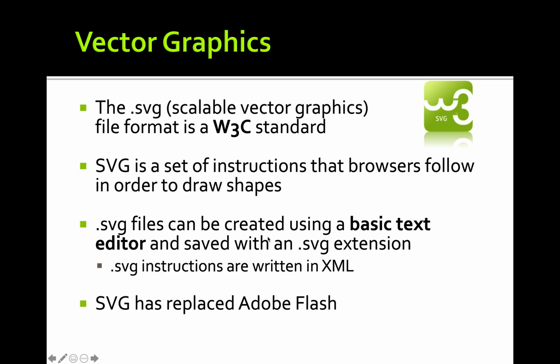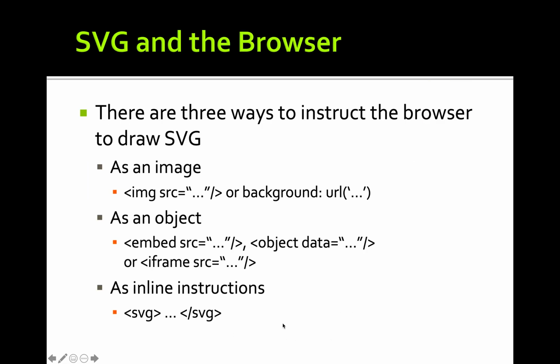SVG files can be created using a basic text editor. We can simply open Notepad and save the file with the extension .svg. The SVG instructions are written in XML form, more or less like HTML. SVG has replaced Adobe Flash, which is the older technology.